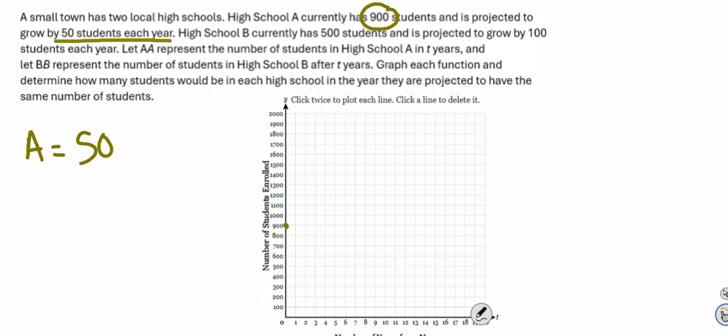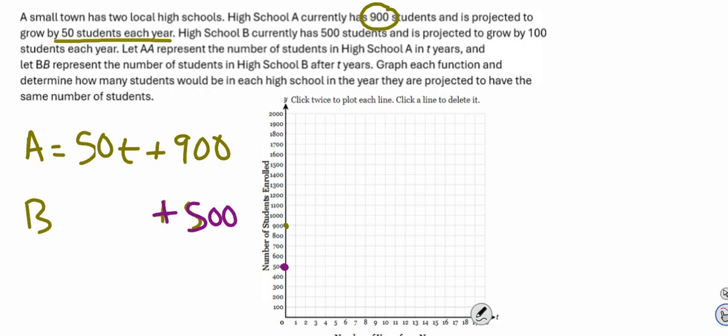Does it say use T for years? All right, plus 900. So each year they grow 50 more students. And then high school B has 500. You know what, let's just switch the color here. High school B has 500 in the beginning, so I'll put the 500. And we'll put that it grows, oh, what does it grow? Grow by 100 students. So this one started less, but man, it's going to grow faster, isn't it?